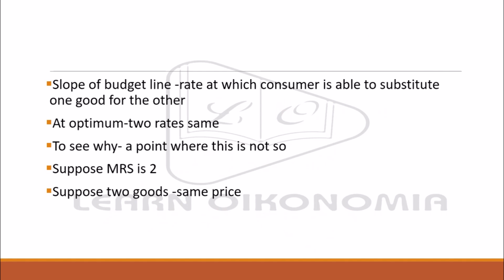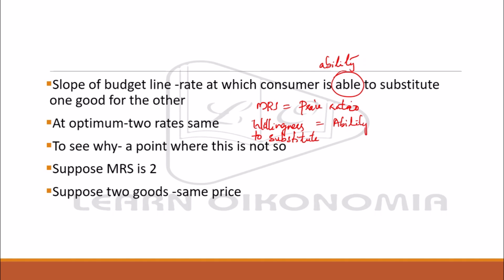Now moving to the budget line, it shows the rate at which the consumer is able to substitute. So here comes the role of ability. Whenever MRS is equal to the price ratio, you could see that your willingness to substitute would be equal to your ability to substitute.